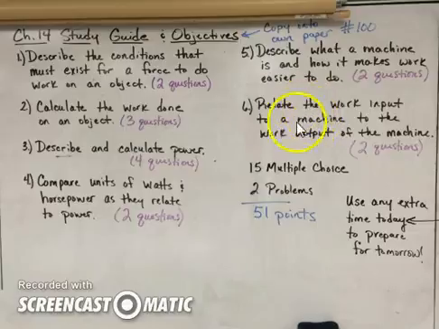Let me move on to number 6. The final objective is to relate the work input to a machine to the work output of that machine. So for those, you need to know how a machine makes work easier for people. And you need to be able to pick out from a list one of the things that a machine does that makes work easier. And we talked about those extensively in the PowerPoint. You guys can go back and look at the 3 ways. Again, 3 ways that machines make work easier for us by modifying our forces.